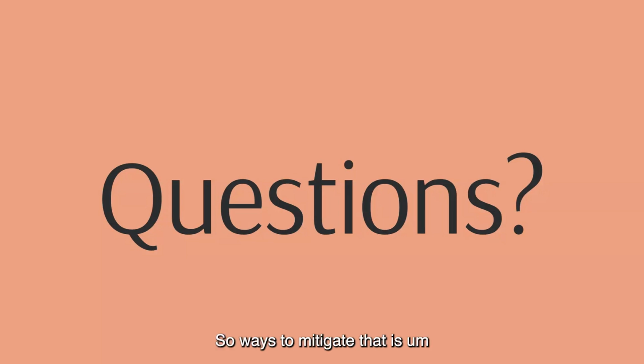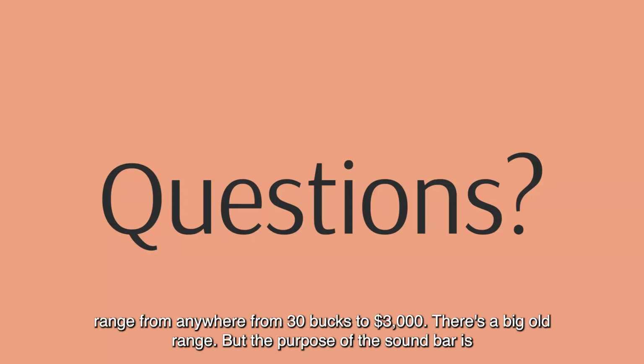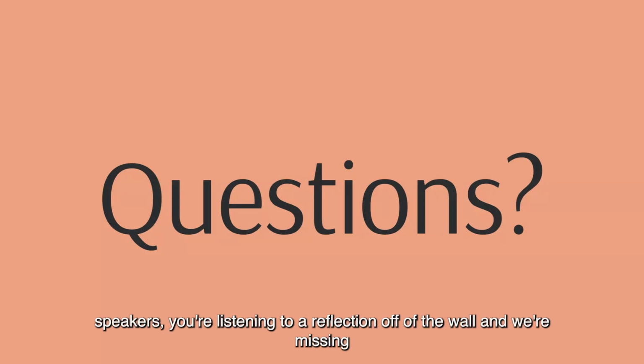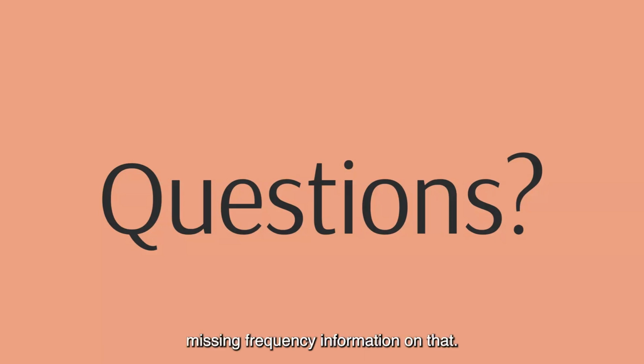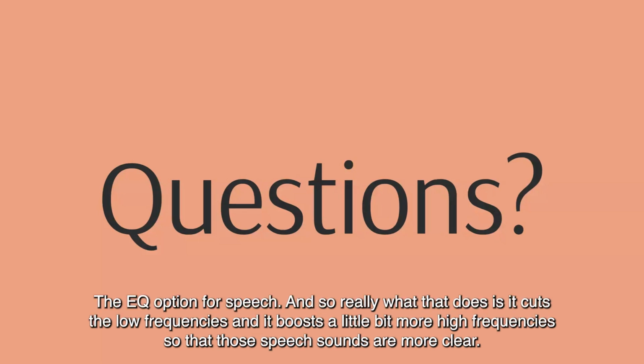into the soundtrack. So ways to mitigate that is number one, if you're listening on a flat panel TV screen, it's a lot better to get a sound bar, and sound bars range from anywhere from $30 to $3,000. There's a big old range, but the purpose of the sound bar is to have you direct access to sound waves. Because if you're listening from the flat panel speakers, you're listening to a reflection off of the wall, and we're missing frequency information on that. So if you have a sound bar, you'll have direct access to the sound, and a lot of the newer sound bars also have the EQ option for speech. And so, really, what that does is it cuts the low frequencies and it boosts a little bit more high frequencies so that those speech sounds are more clear.